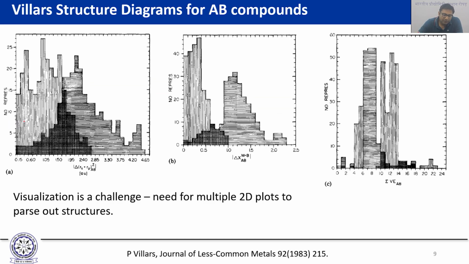valence electron count. Now, the challenge in using three different coordinates is you are looking at an entire volume. And so to do the visualization properly, Villars had to make a number of 2D plots. And each of these plots is like one cut through the 3D space. So when you take a cut through the 3D space, you end up getting a plane, and that's basically what Villars was doing. So in order to visualize, he needed to have multiple 2D plots, and he was basically trying to observe these areas of overlap along different coordinates for the different types of crystal structures.